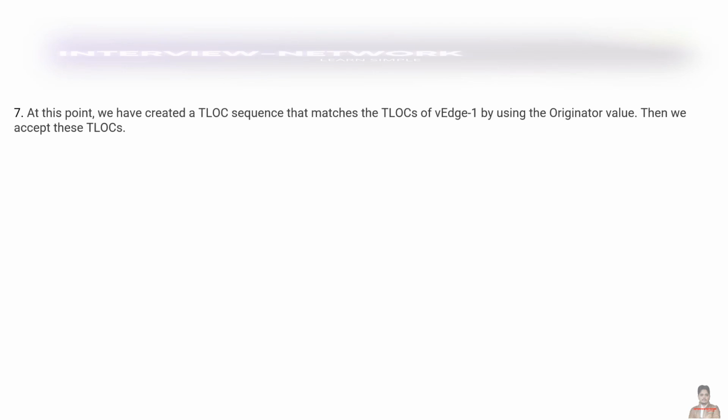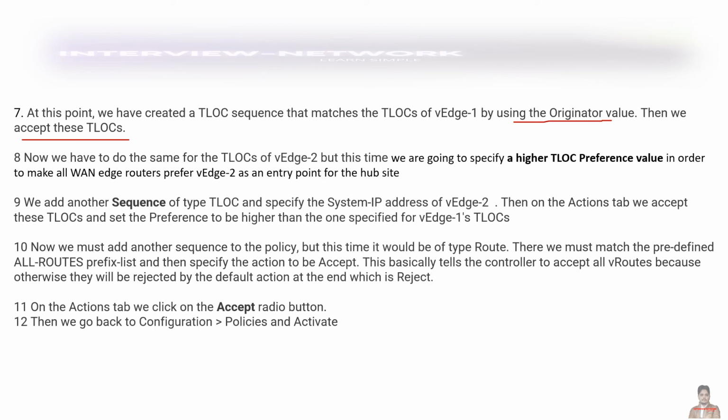so at this point we have created a TLOC sequence that matches the TLOC of vEdge1 by using the originator value. Then we accept this TLOC. Now the same thing we have to perform for the TLOC of vEdge2, but this time we are going to specify the higher TLOC preference value in order to make all WAN edge routers prefer vEdge2 as an entry point for the hub site. Okay, so the same sequence, the way we did for the TLOC of vEdge1, we are going to perform for vEdge2. The only difference is that on vEdge2 we have given the higher preference value compared to vEdge1.